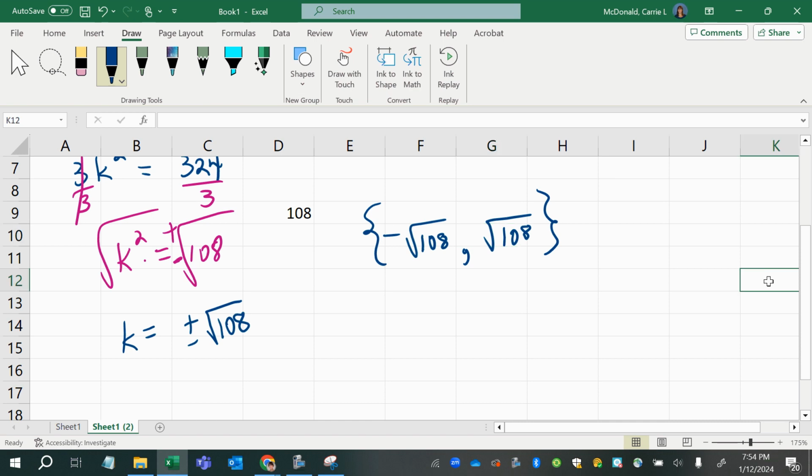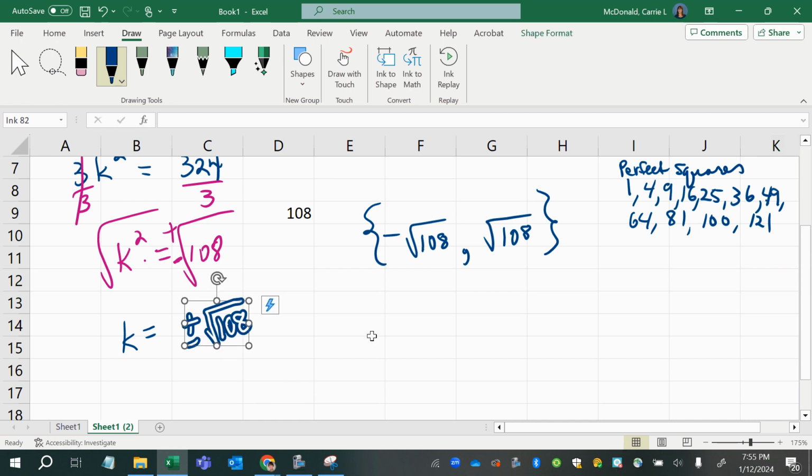But I have a suspicion that 108 might have a perfect square factor in it that can be simplified. So I'm going to start thinking about all the perfect squares I know. 1 squared is 1, 2 squared is 4, 3 squared is 9, then we have 16, 25, 36, and so on. We can keep going, but just get a few of them down. Okay, so I'm up to 11 squared.